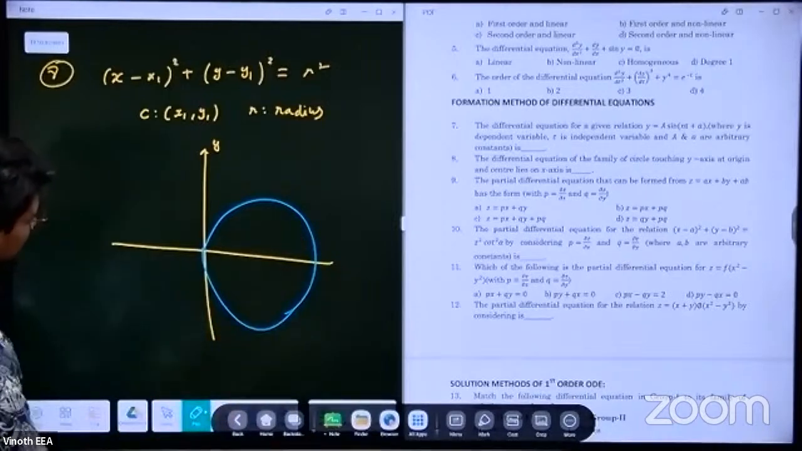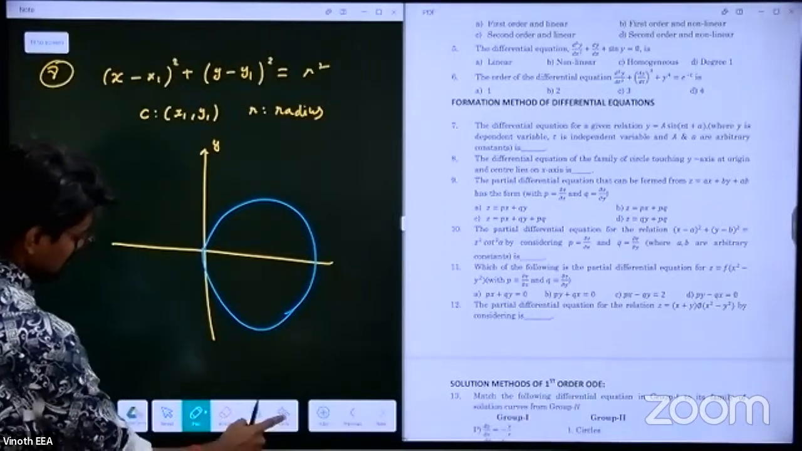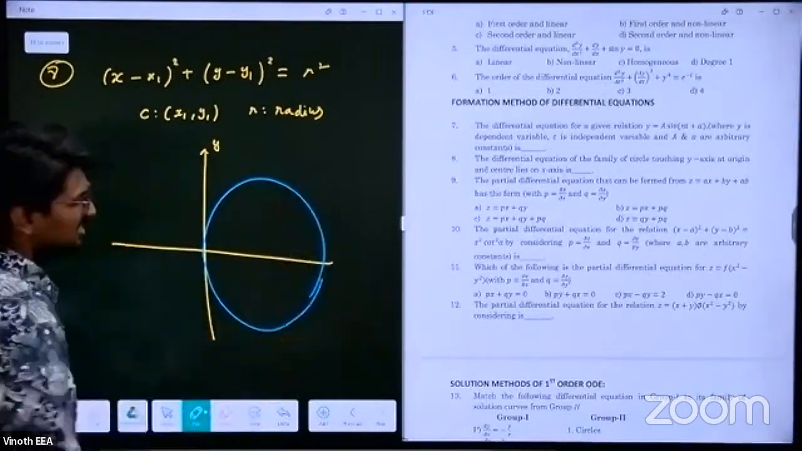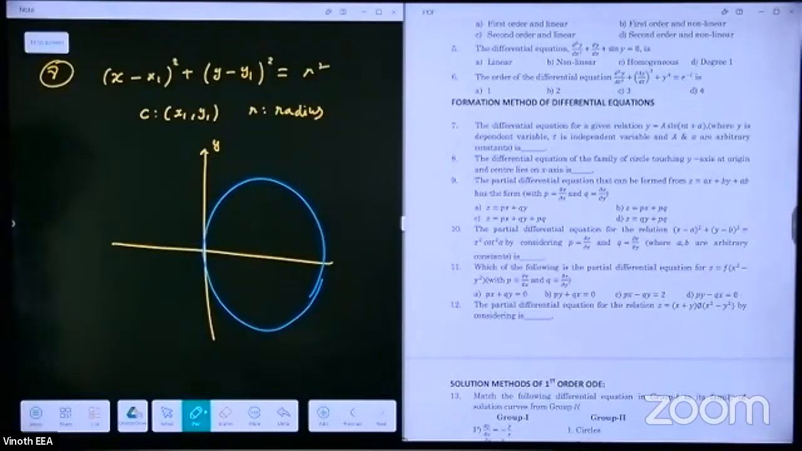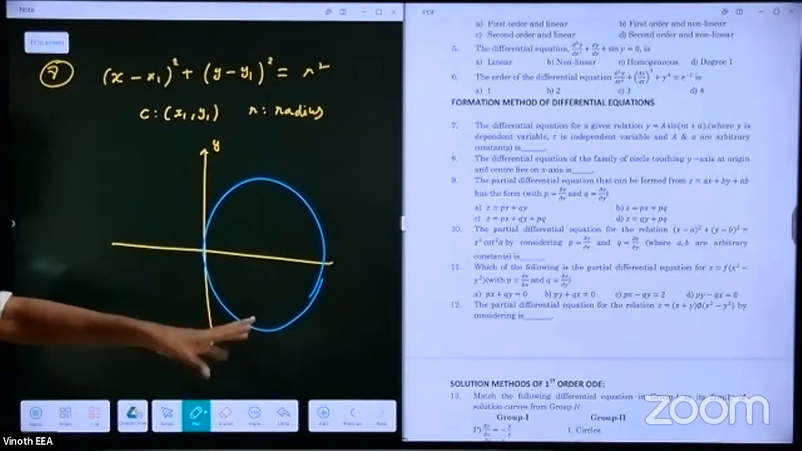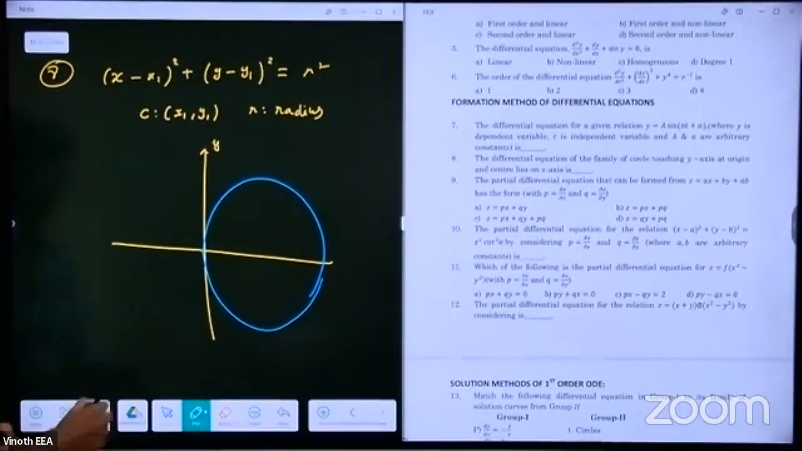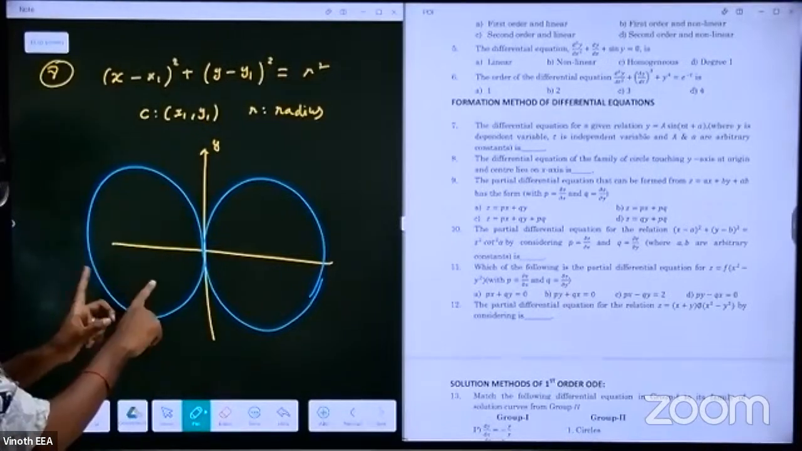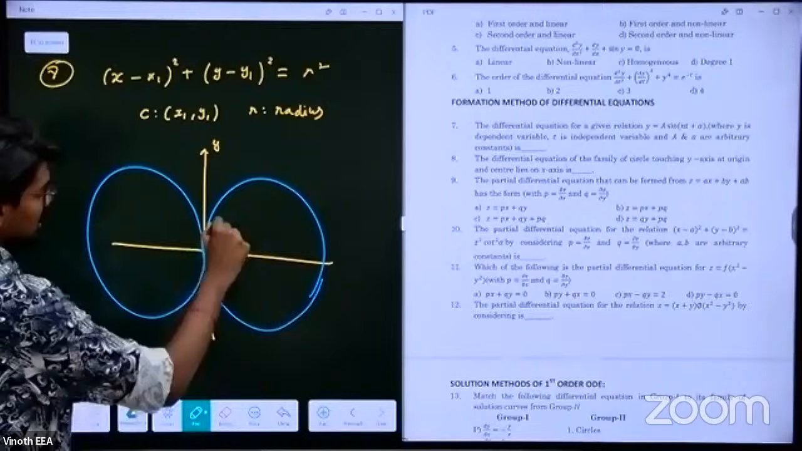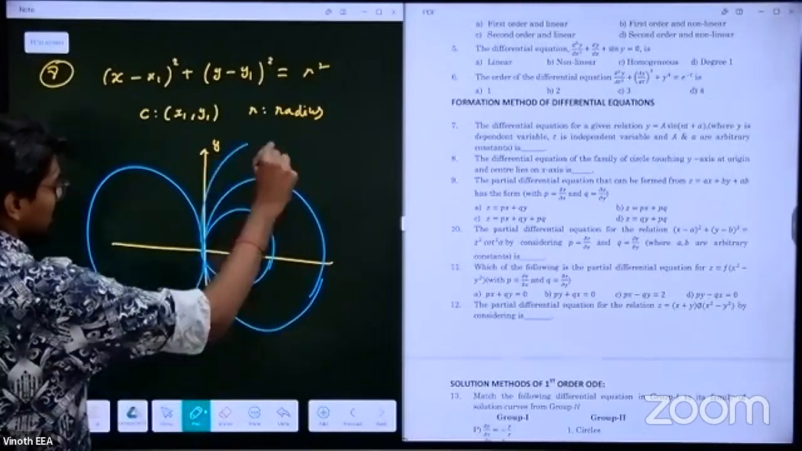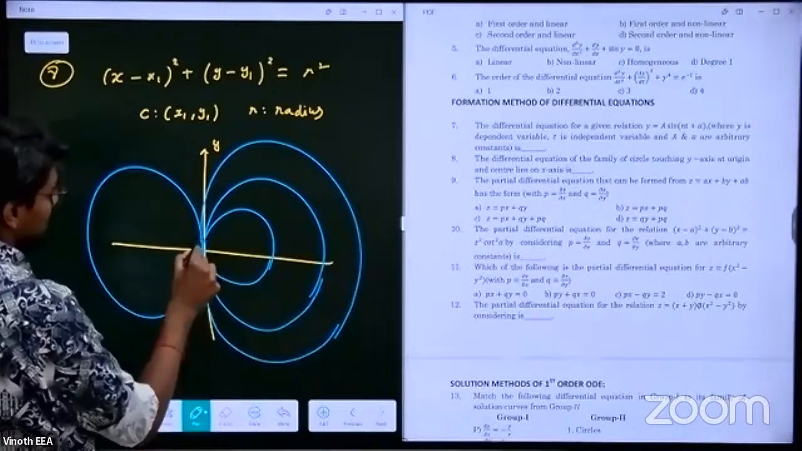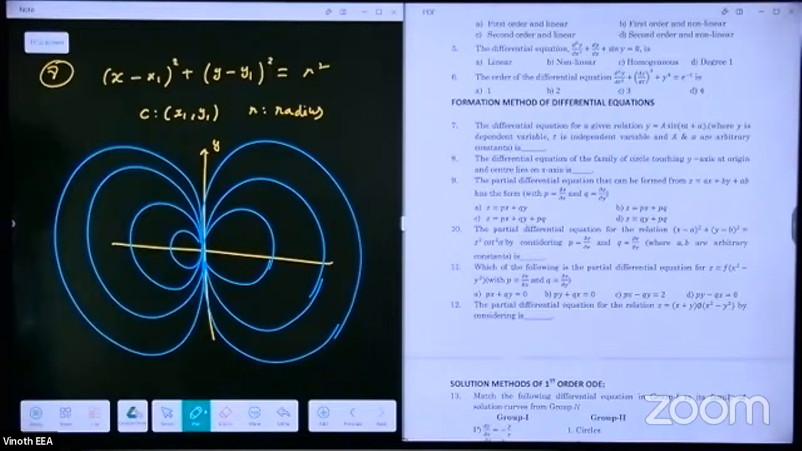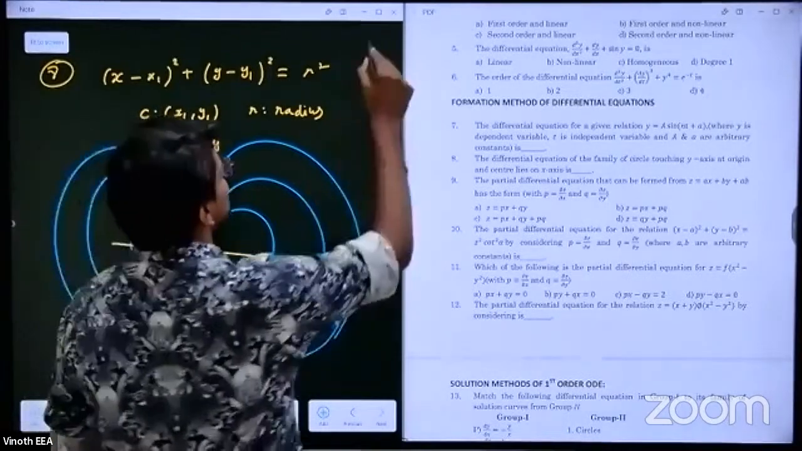Okay, not perfectly a circle. I don't want to waste time. This is one. What is the other possibility? It can be on this side too. And there is not only one circle, it's a family of circles, right? So I can draw any number of circles I wish.